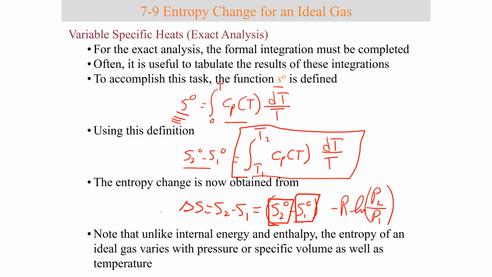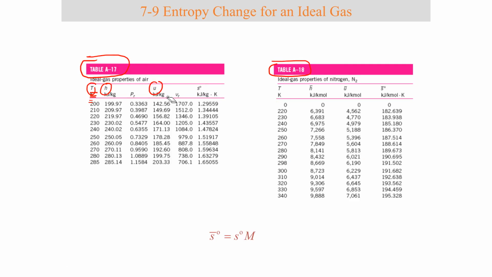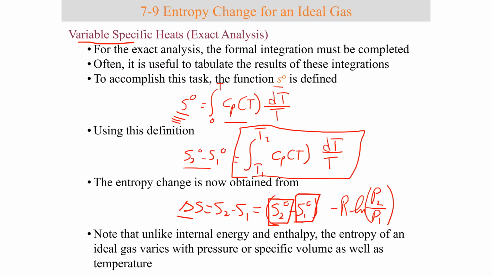So if I wanted to find the entropy change for an ideal gas, assuming variable specific heats, I would go to the ideal gas table. At the two temperatures I would take S superscript 02 minus S superscript 01. I'd find those values and plug them into this equation at S2 and S1. I put it into that equation and then subtract R natural log P2 over P1, and that whole thing would give me the change in entropy for an ideal gas.